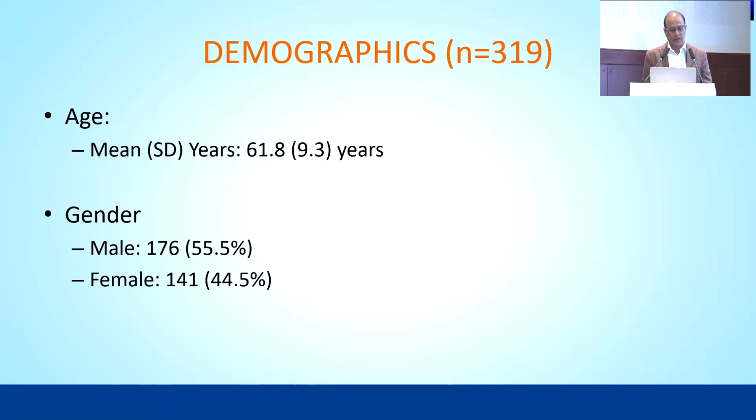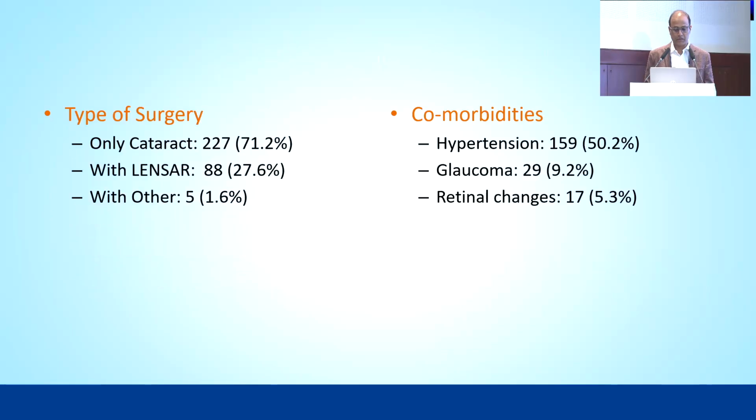Now demographics: the male-female ratio was equal, and mostly elderly population. Almost 70% underwent phacoemulsification, 27% with femto, and the others had a combined glaucoma surgery along with implantation of an EDOF lens. 9% had glaucoma, and 5% had some retinal pathology like mild to moderate retinopathy, and some clinically significant macular edema, but we found them to have a good vision potential, so we implanted these lenses.